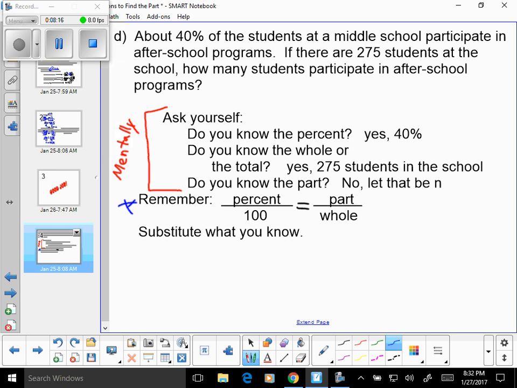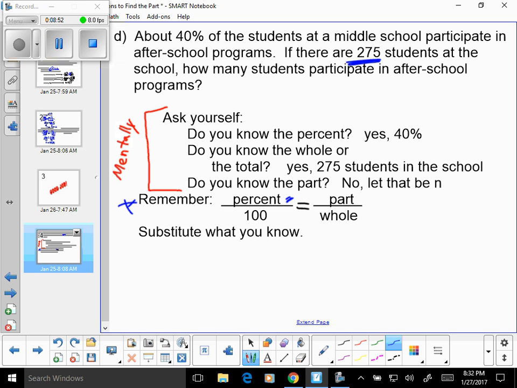So here it says, ask yourself, when we do this mentally, I know that I'm supposed to have percent over 100. Do I know that percent? Yes, I do. It's 40%. Do I know the whole? Yes, I do. 275 students in the whole school. Do you know the part? No, I do not. I do not know the precise number of students who are participating in the after-school programs. So that means that's my variable n.